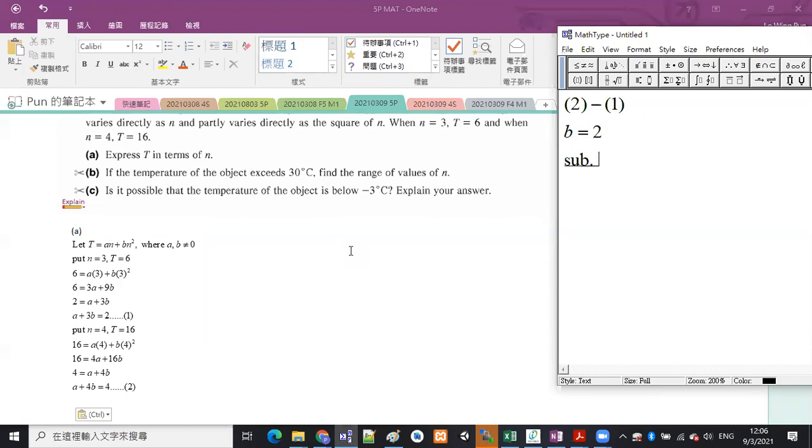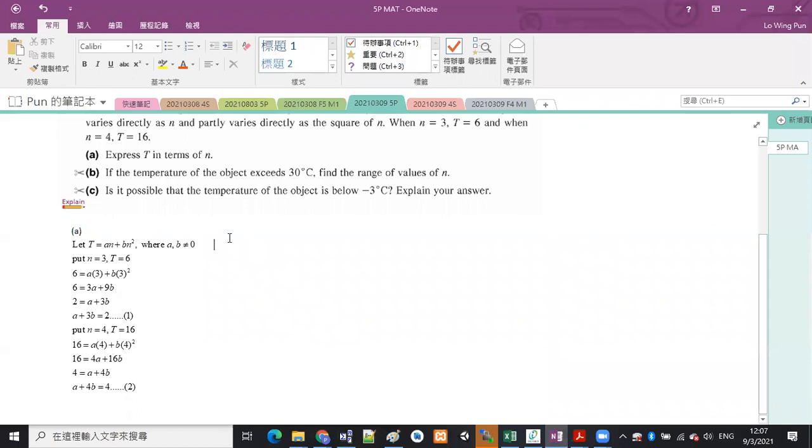Okay, and then we substitute the value of b into equation 1. So we have a plus 3 times 2 is equal to 2. A plus 6 equals 2, which means that a should be negative 4. Okay, so when we have found the two unknowns, we just write down the complete information of the equation. T is equal to a, so that's negative 4 times n plus b, that is 2 times n squared. That is the answer of part A.